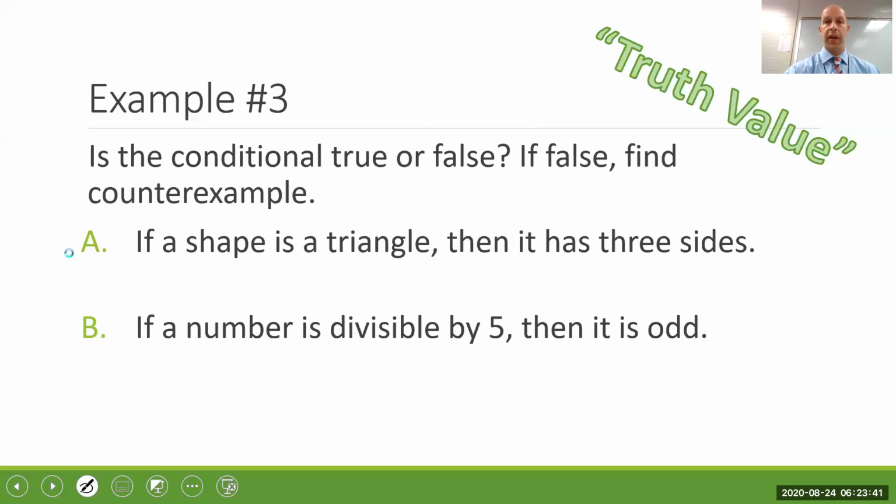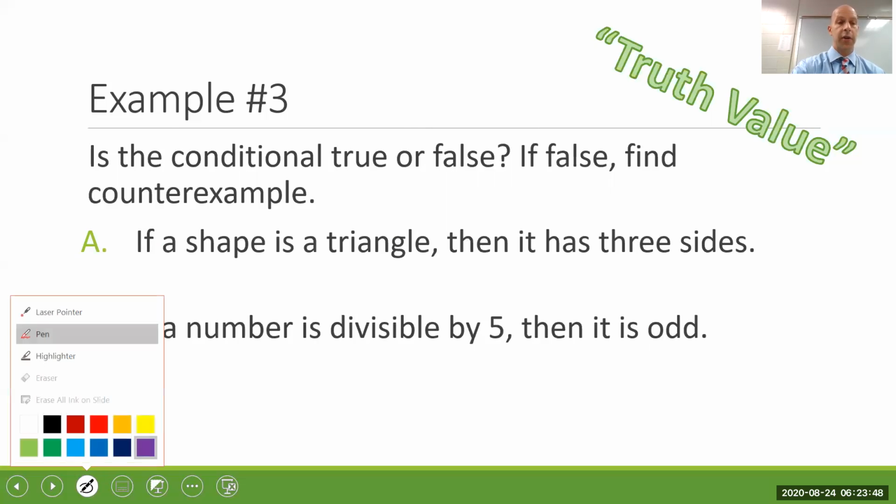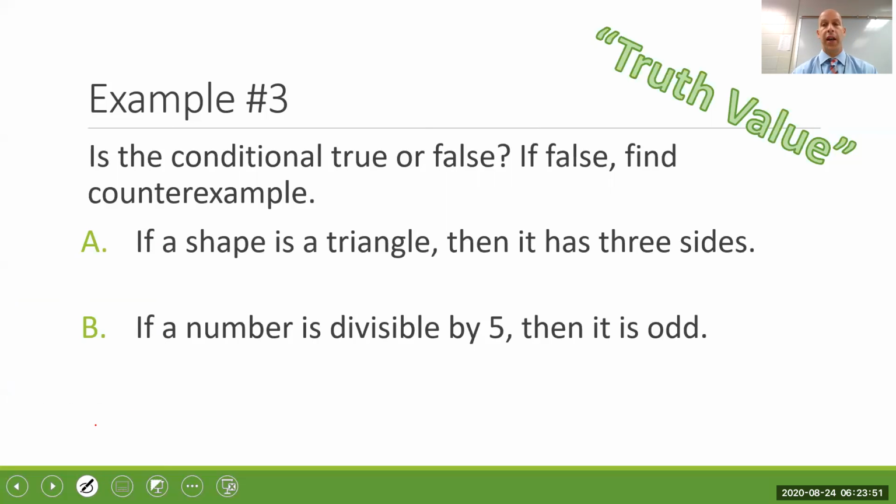Okay, so I'm going to need to move my video here a little bit for this one because on this slide we're going to talk about something called a truth value. It says if a conditional statement, is the conditional statement true or false? If false, find a counterexample. So a truth value is just true or false. So if a shape is a triangle, then it has three sides. Well, I would say that that statement is true because that's how we actually define a triangle. A triangle is a shape with three sides. So that's just true.